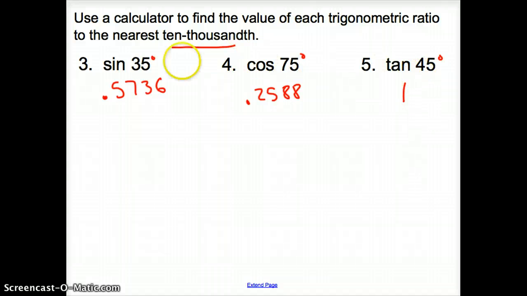Now if you have trouble finding these buttons on your calculator, I'll help you in class. Also, if your calculator does not say degrees, I will also help you with that, because there are 2 different types of angle measures, degrees and radians. If they're in degrees, we want the calculator in degrees, and if they give us radians, we want the calculator in radians. But that does it for section 10.6, trigonometric ratios.